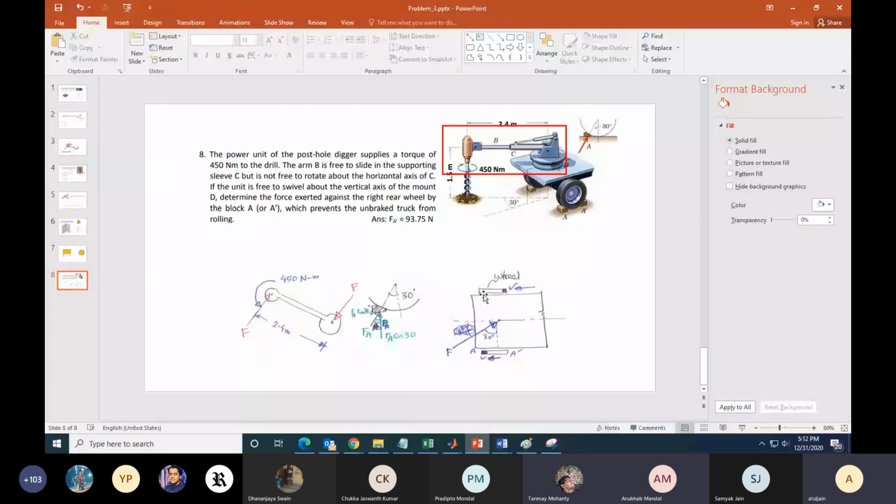Okay, sir, understood. Let me get back to you. I will discuss this. Something is missing somewhere. Your answer is correct if you consider that the reaction is at A dash and B. Sir, then there would be a force from the positive X and 2 forces from the negative X. Then it would be the same.